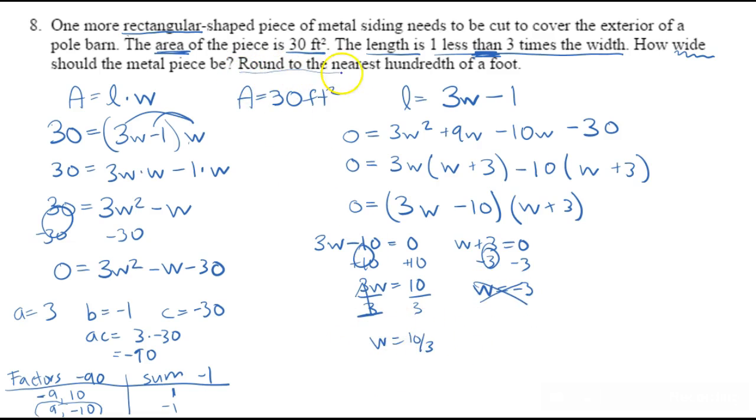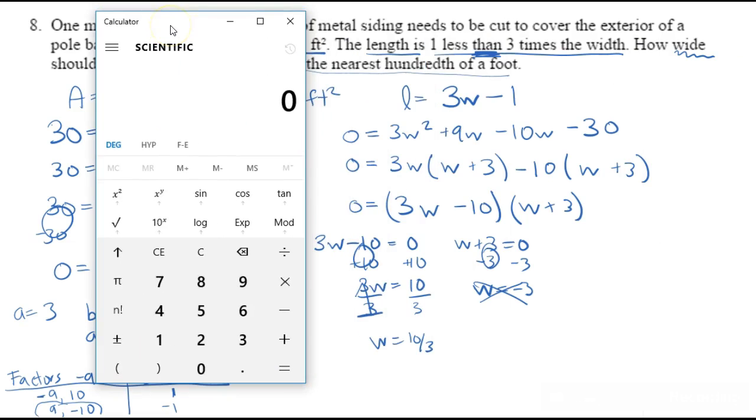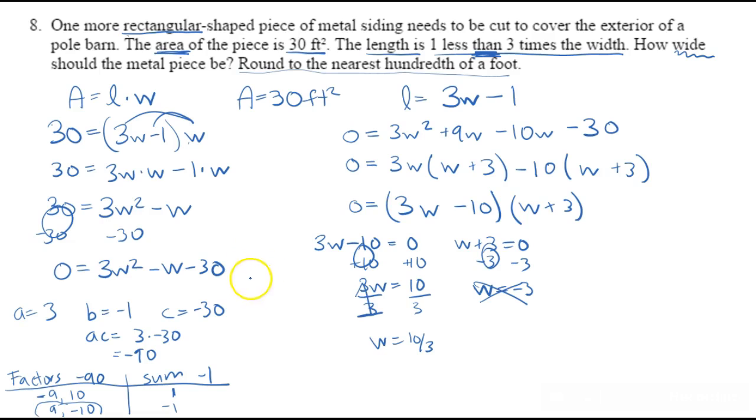It does say to give our answer in the nearest hundredth of a foot. If you know this off the top of your head, that's wonderful. Definitely practice that. Otherwise, you can bring up your calculator and type that in. So 10 divided by 3 is 3.3333333. We're looking for the nearest hundredth. So we have the width of 3.33 feet. That would be our final answer.